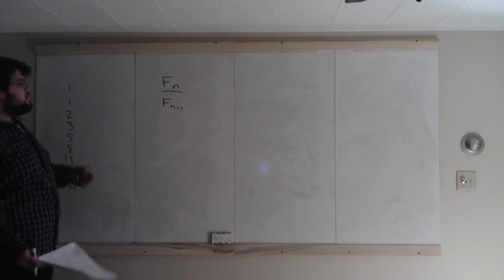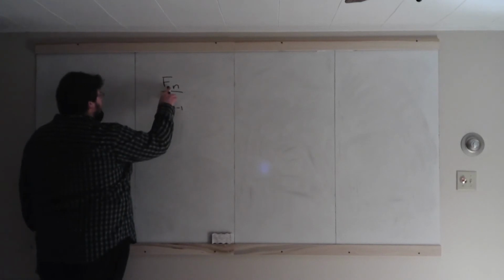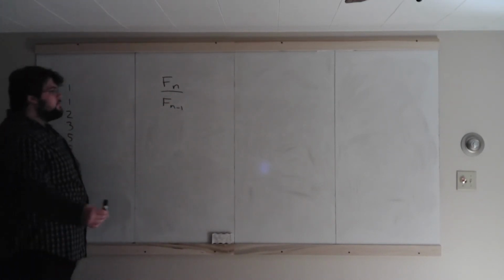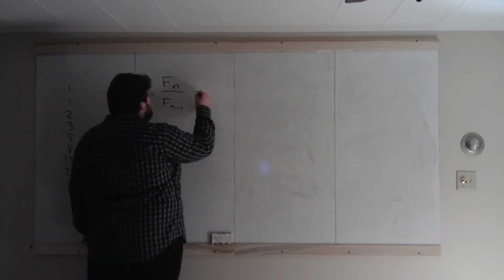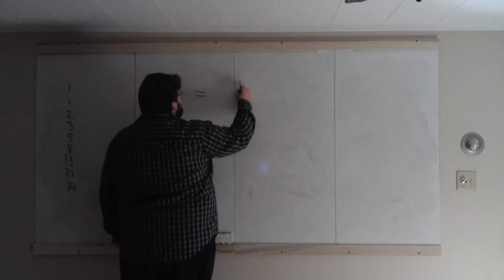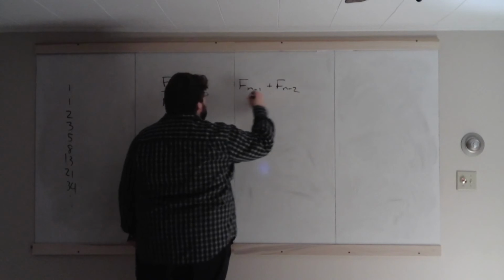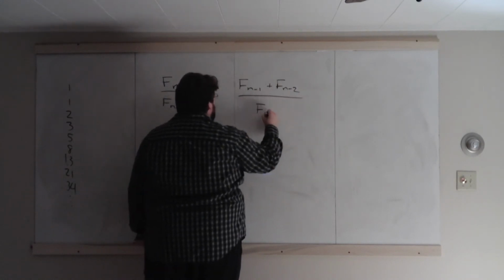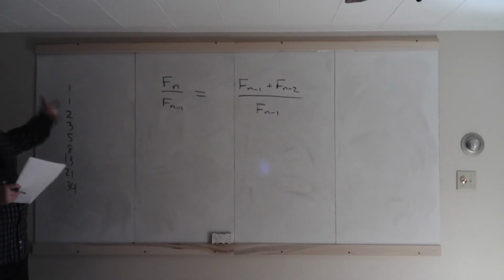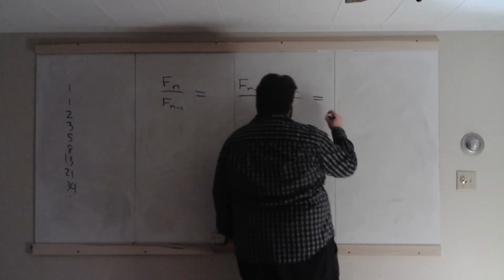So remember, what we're looking at here is the ratio of consecutive Fibonacci numbers. So Fn divided by Fn minus 1, a Fibonacci number divided by the number before. Well, what is Fn? Fn is just Fn minus 1 plus Fn minus 2, because Fn is the sum of the two numbers before. So Fn minus 1 plus Fn minus 2. Now this fraction reduces.